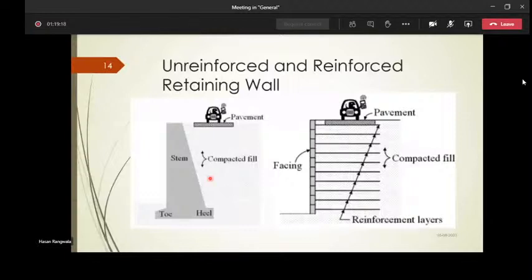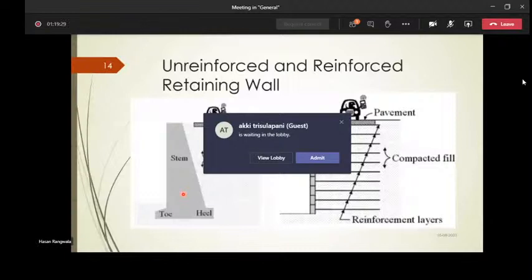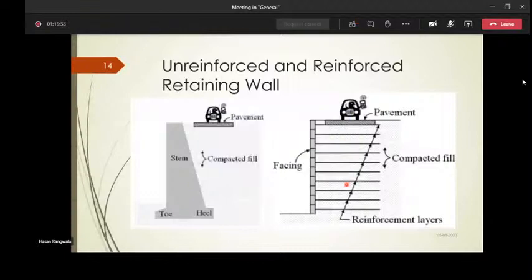Why? Because in the construction process, you have to go with the layered construction and you have to wait until a particular time. While in this you don't have to wait for anything. You just lay the reinforcement, you lay the soil, you again lay another reinforcement layer, and so on and so forth. Okay, so it is a speedy system.